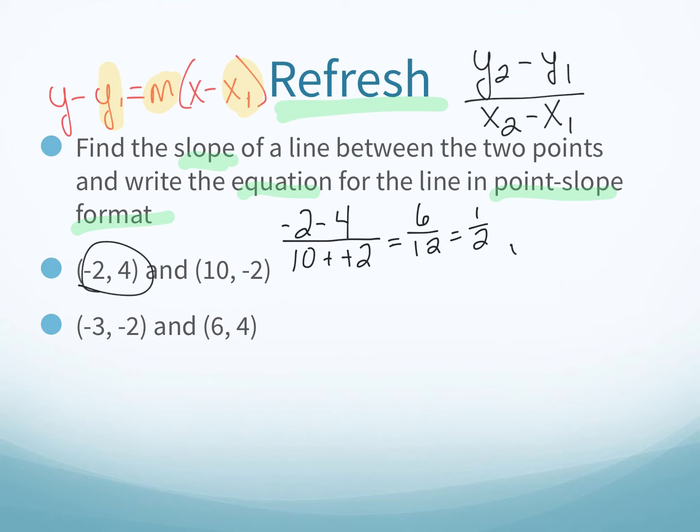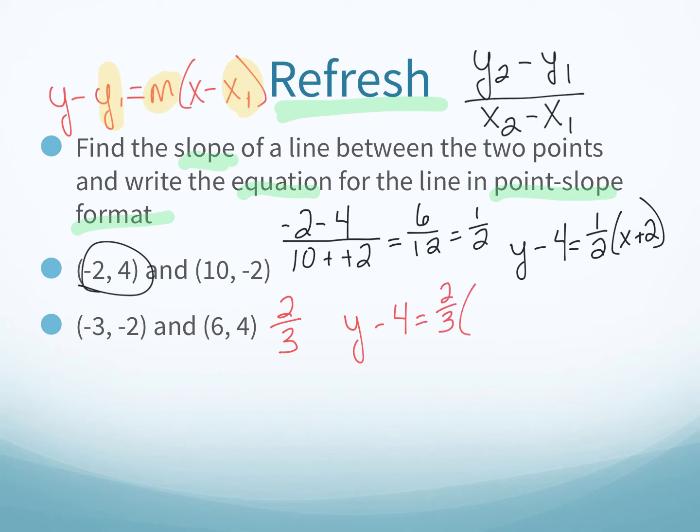So my equation is y minus 4 equals 1/2 x plus 2, which would be minus negative or plus 2. And then I can rearrange it if I want, but there you go. Point slope format. Pause the video and do it with the second one. Okay, for the second equation, you should have gotten a slope of 2/3, which means our equation is y minus 4 equals 2/3 of x minus 6.